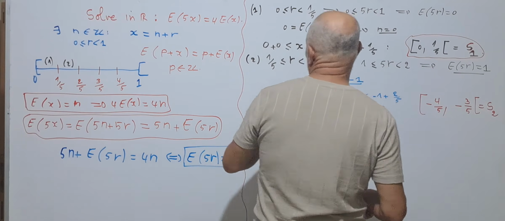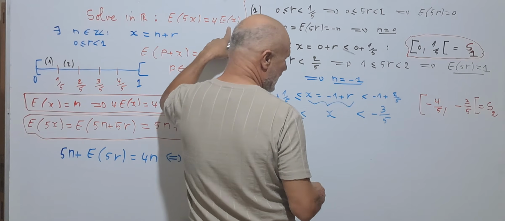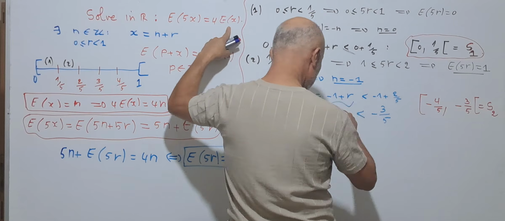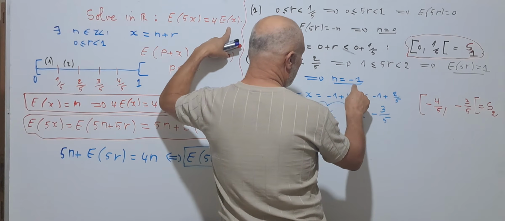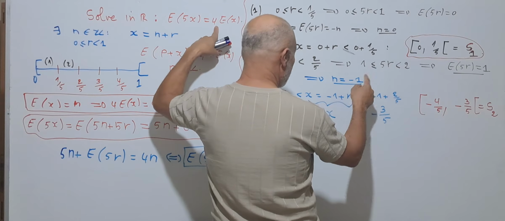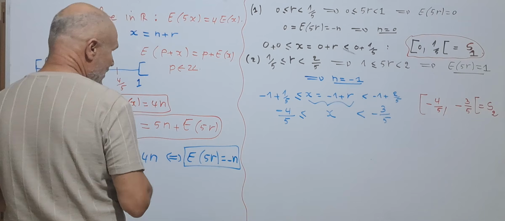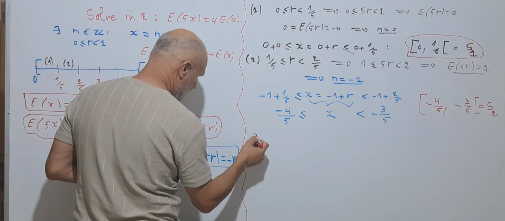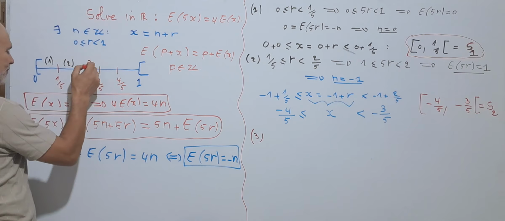And the integer part of x, in this case, is equal to minus 1, and minus 1 times 4 is minus 4, equal to minus 4. The third case is this one.